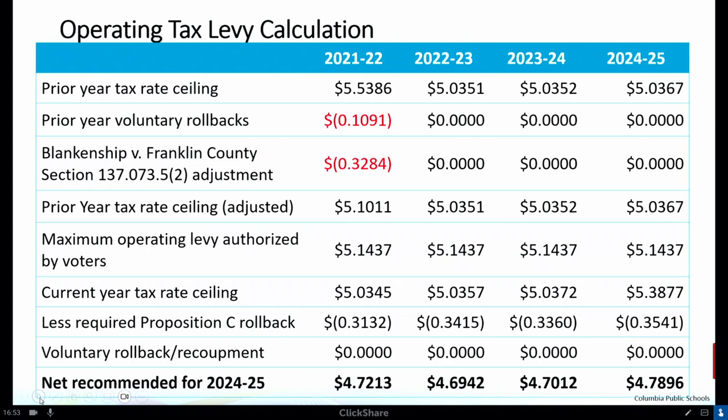And again, you can see that amount is a little bit larger than it was last year because of the decrease. The way the calculation works is it averages out some: because our assessed valuation went down, our property tax can go up a little bit again, but not any higher than what has been authorized by the voters.